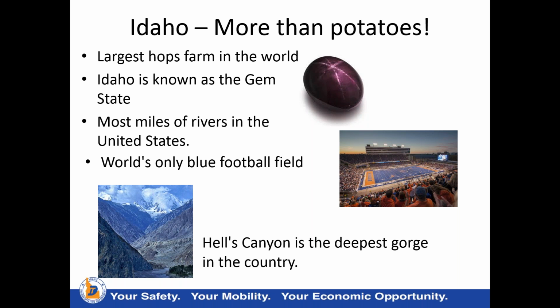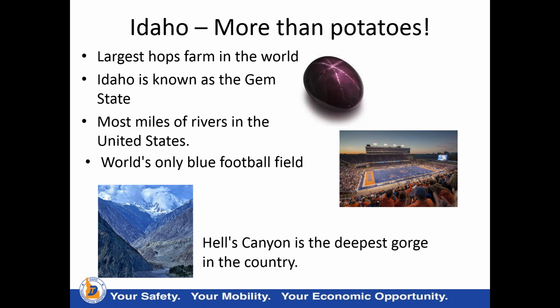Although we're world famous for potatoes, and we led the nation last year with 8 million tons of potatoes, there's a lot more than meets the eye. We've got the largest single hops farm in North America, which is about 1,800 acres, and we grow most of the hops for Anheuser-Busch. Idaho is known as the Gem State. We mine 72 types of precious and semi-precious stones that are produced here and shipped worldwide out of the state. We have 3,100 miles of rivers. That's the most in the United States.